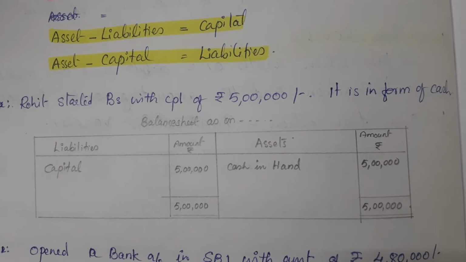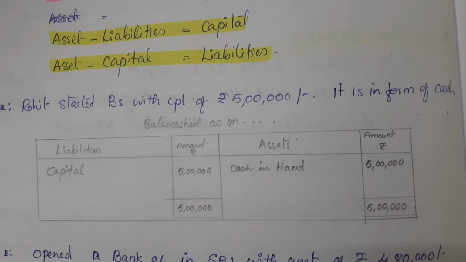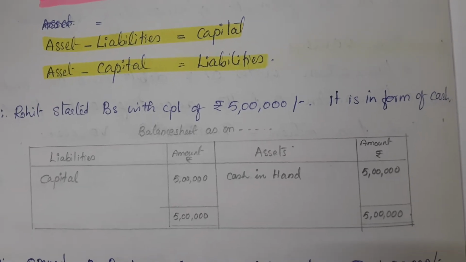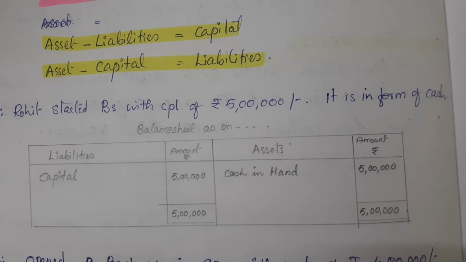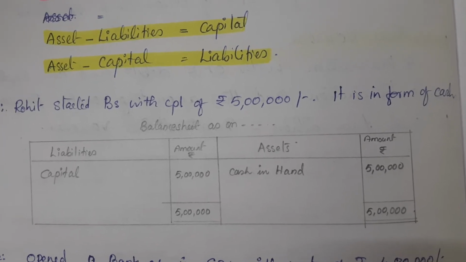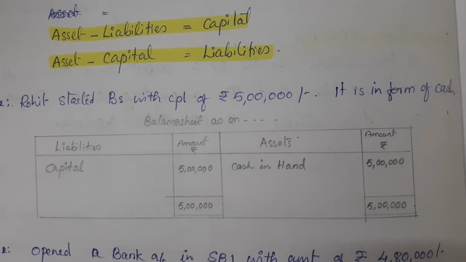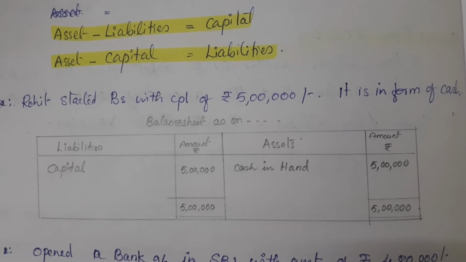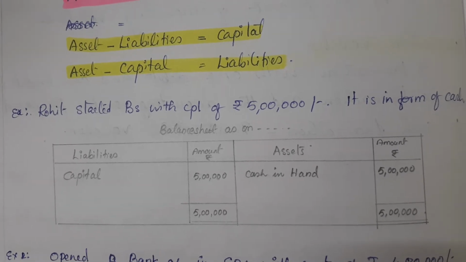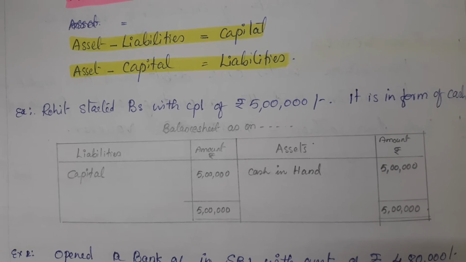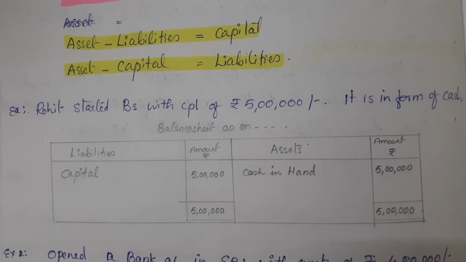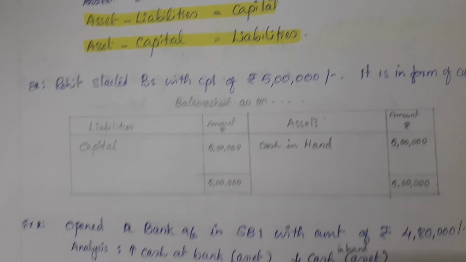On the left side under liabilities, we write capital, because capital is a liability: the business owes that 5 lakhs to the owner. That is why it is a liability, not an asset. But the owner brought that capital as cash, not in any assets. So on the asset side we write cash in hand, which is 5 lakh. No other transactions, so only one item on both sides. At the end, the total is 5 lakh on both sides.